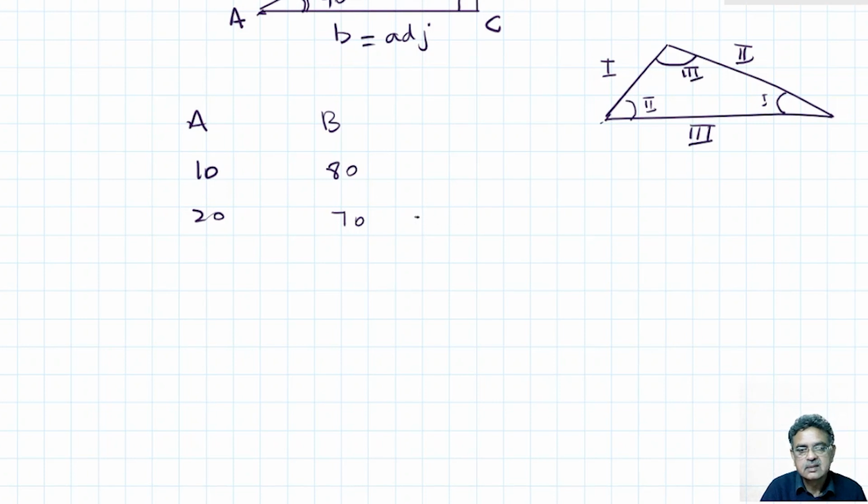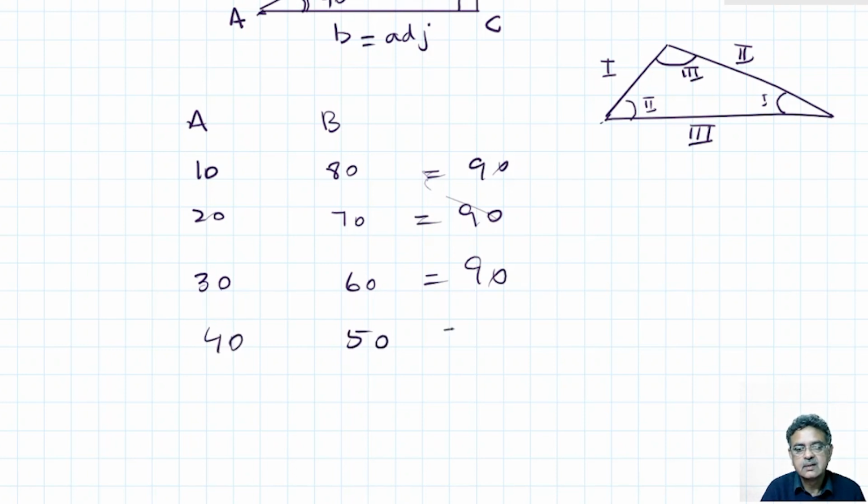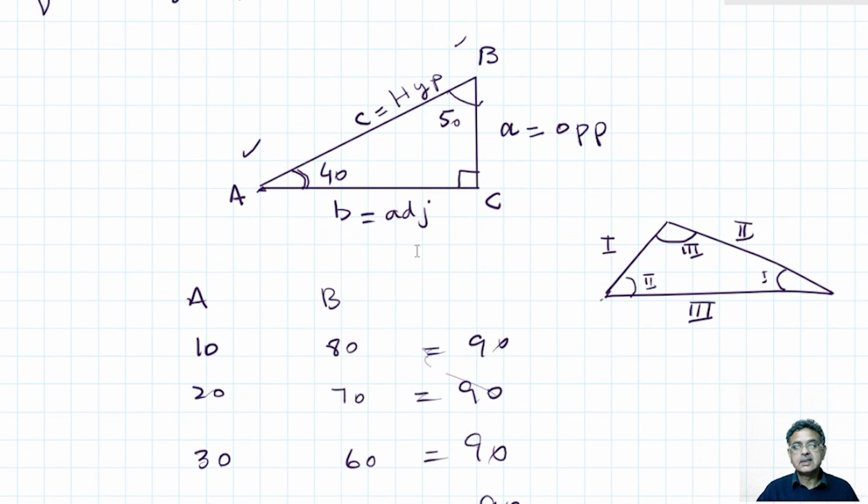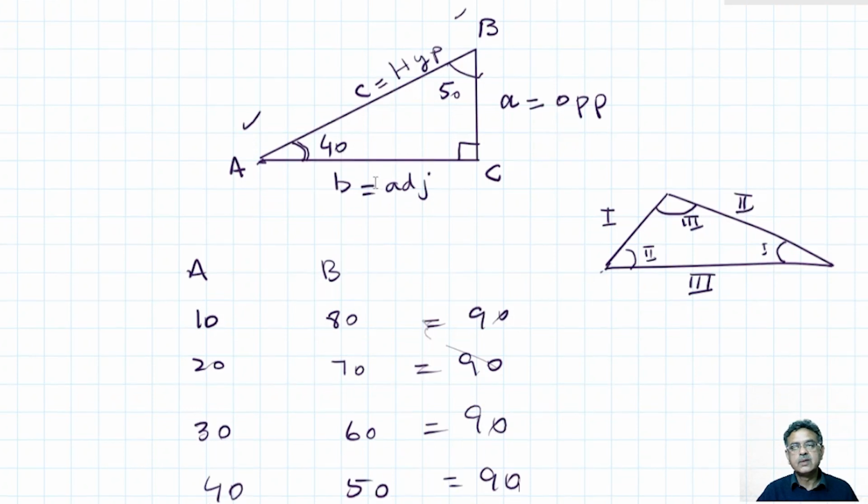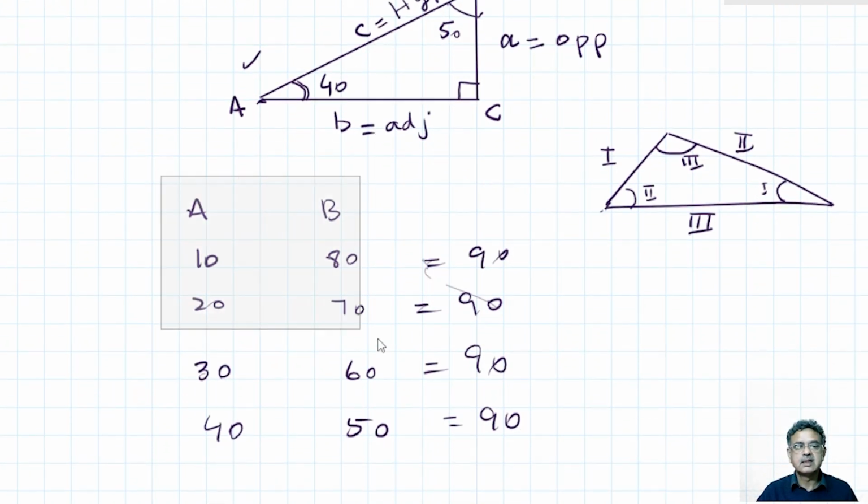So the sum of these two angles is always 90 degrees. If this is 30, then this angle must be 60 degrees, so that the sum is 90. If this is 40, this angle will be 50, so that the sum is 90. As I said, what is the reason that the sum of these two is 90? Because one of the angles is a right angle, so the sum of the remaining two will always be 90 degrees.